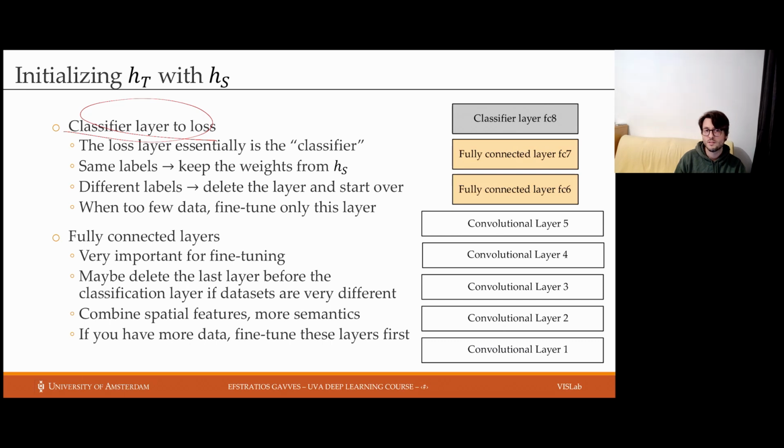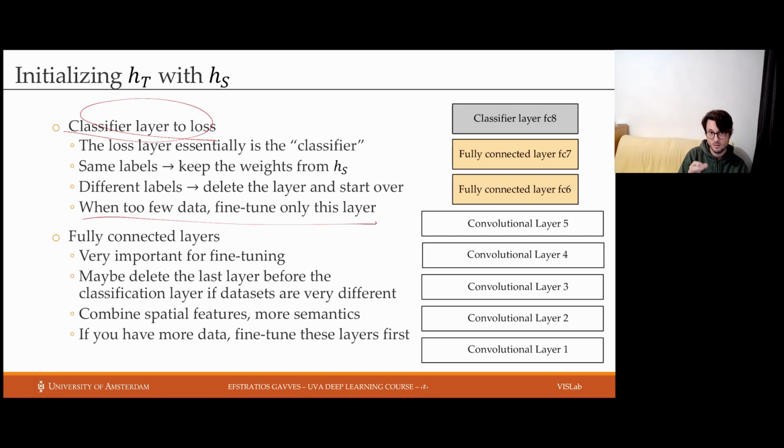When we've got very, very few images, very few annotations, so it's really hard to train anything from scratch, then it does make sense to only focus on the loss layer, the final classification layer, and keep all other neural network layers fixed. So we only change the final classification layer. And again, here we have to distinguish two cases. If the labels between the source and the target are the same, then we can just fine-tune.